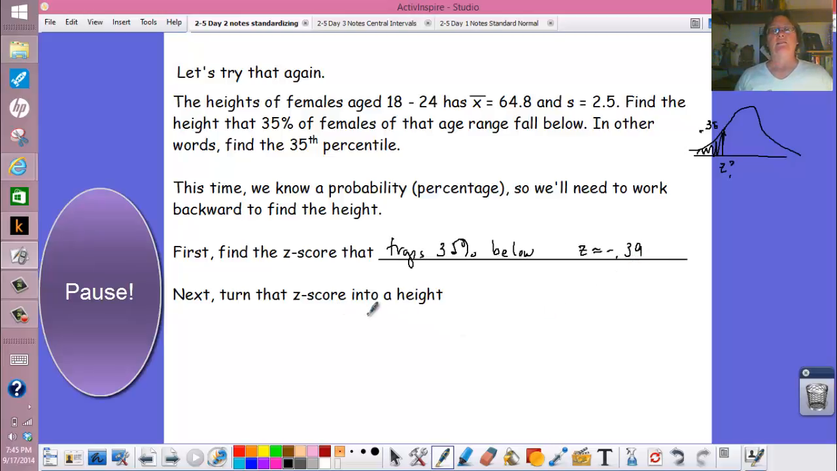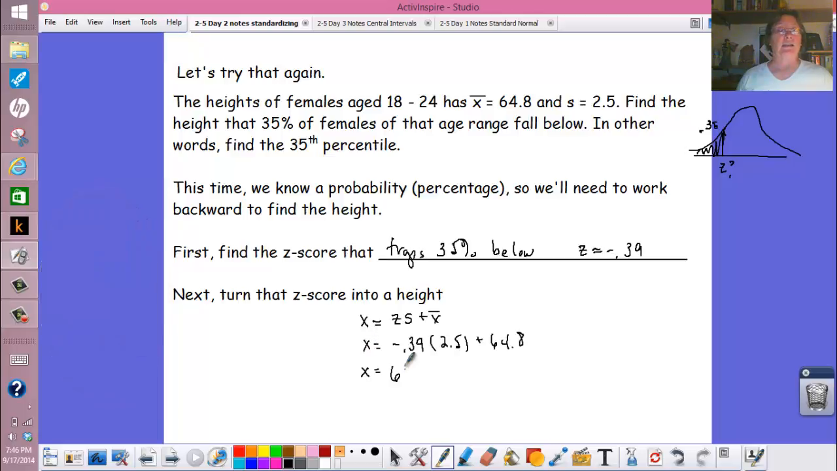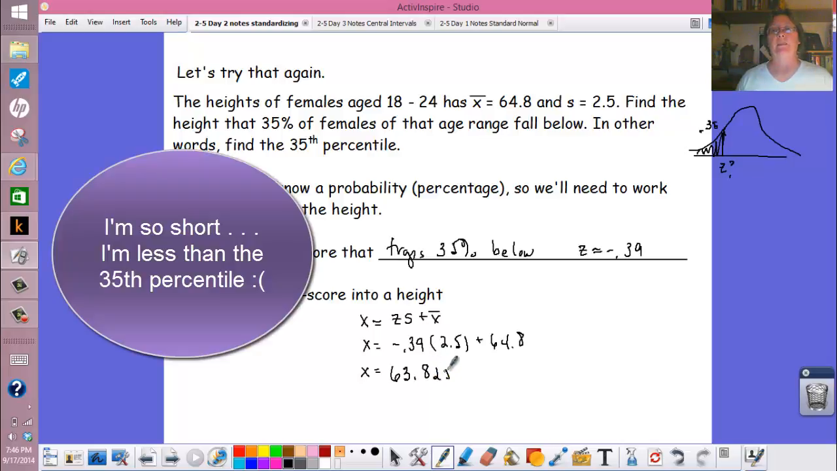Now we turn that z-score into a height following the formula that you did just a moment ago. That height will come from taking the z-score times the standard deviation, adding the mean. Will you pause the video and find that for us, please? That height is about 63.825 inches, if I did the math right, and I hope I did. I've got to tell you, I'm not there, folks.